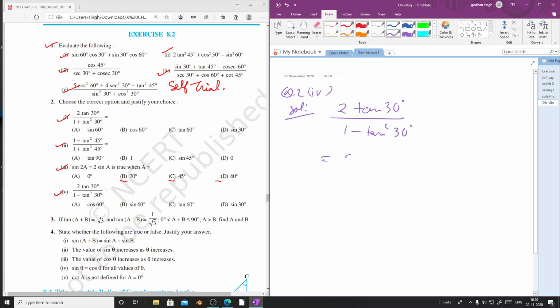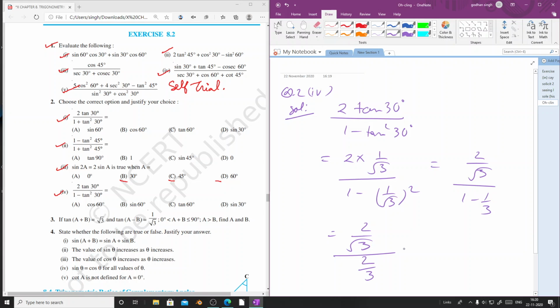So what is tan 30 degree? That is 1 by root 3. So 2 into 1 by root 3 over 1 minus 1 by root 3 whole square. So simplifying this, we will be getting here 2 by root 3 over 1 minus 1 by 3, and this will give us 2 by root 3 over 3 minus 1 by 3, that is 2 by 3, and this can be written as 2 by root 3 into 3 over 2, where 3 can be written as root 3 into root 3. So 2 and 2 will be cancelled out, root 3 and root 3 will be cancelled out.